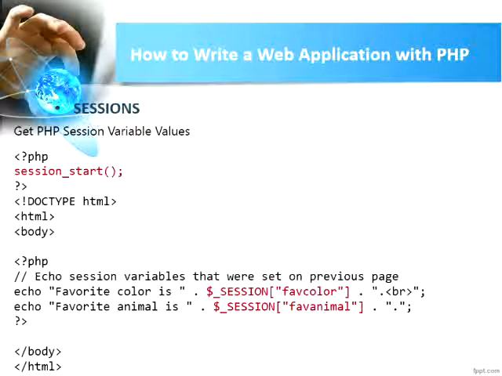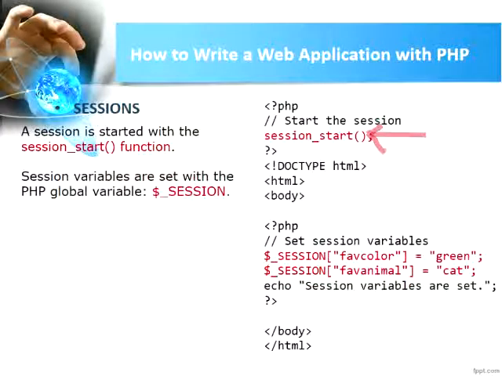Here, for this example, that means we will create, not default values, a variable named favColor. After that, the value is green. That means for this session, the favColor is green.